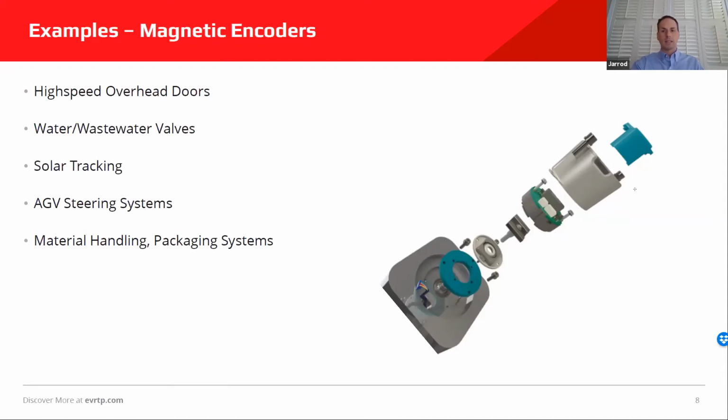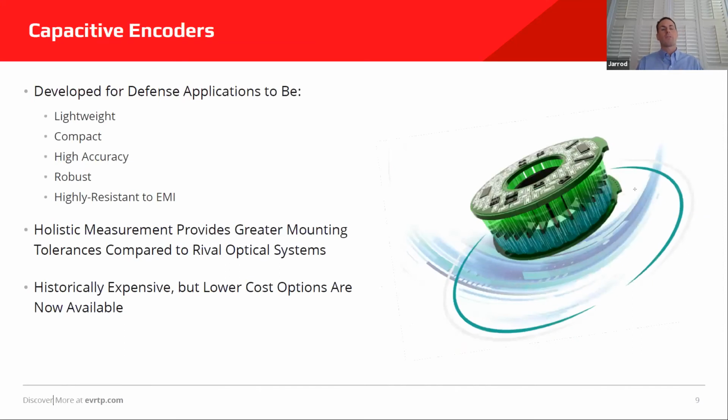So at the other extreme, we have capacitive encoders. And capacitive encoders came from the opposite side. They came from the defense industry and were developed originally and were rather expensive. However, they have many advantages here. They're going to be lightweight, compact, even more so than their magnetic counterparts. They have very high accuracy, robust, and highly resistant to EMI.